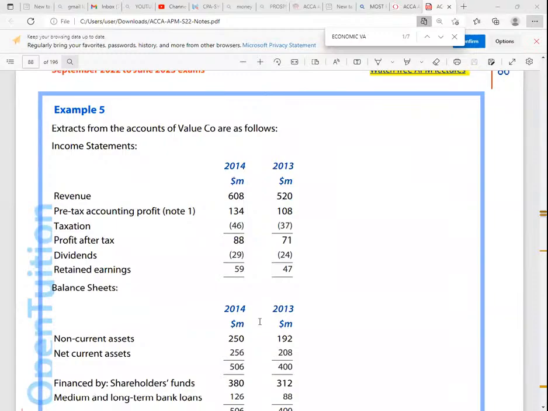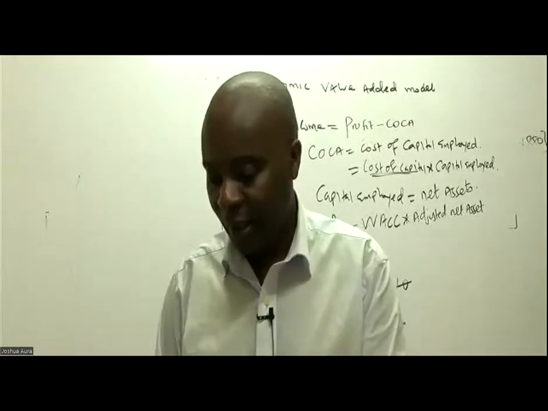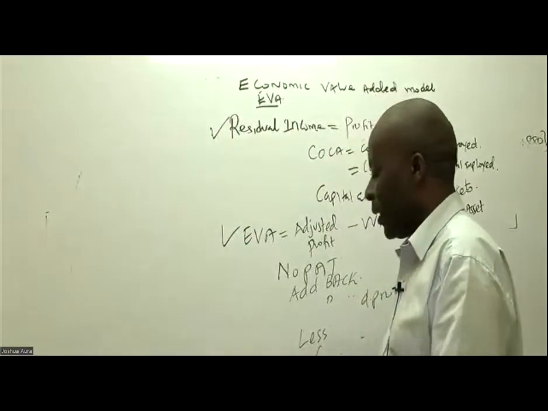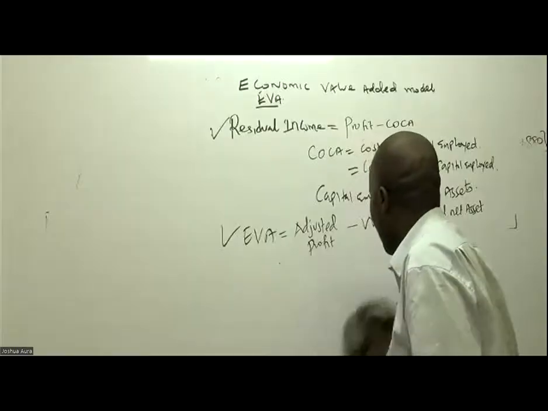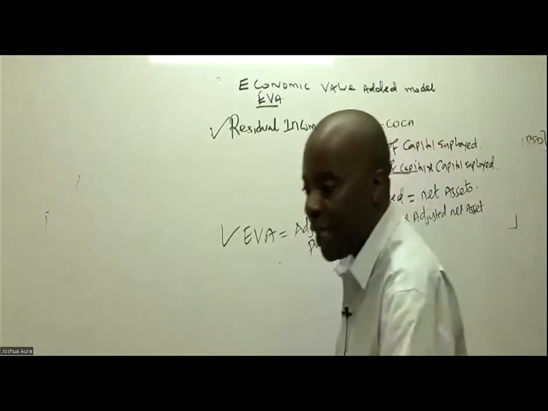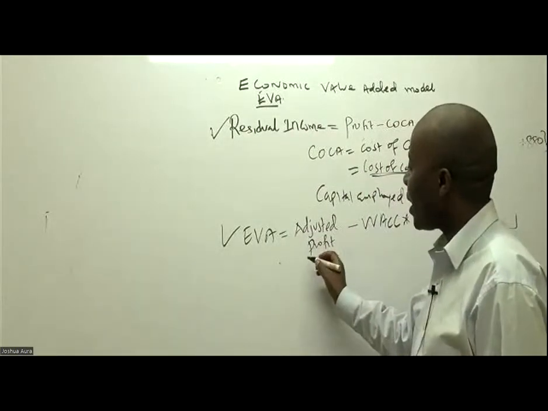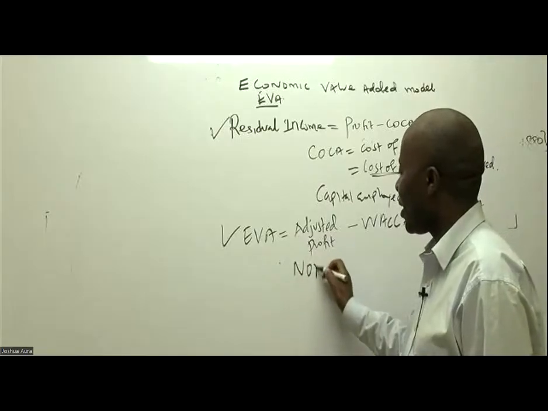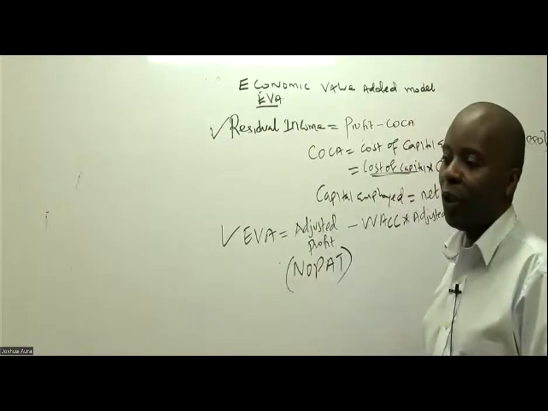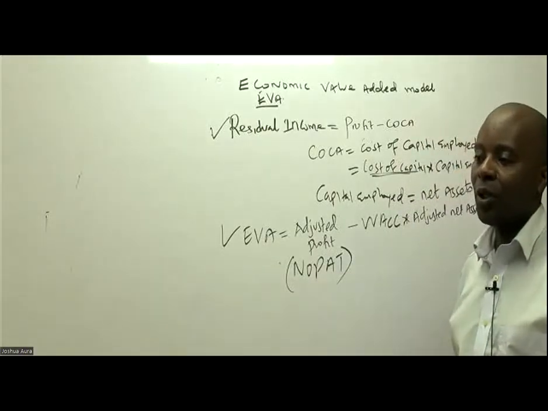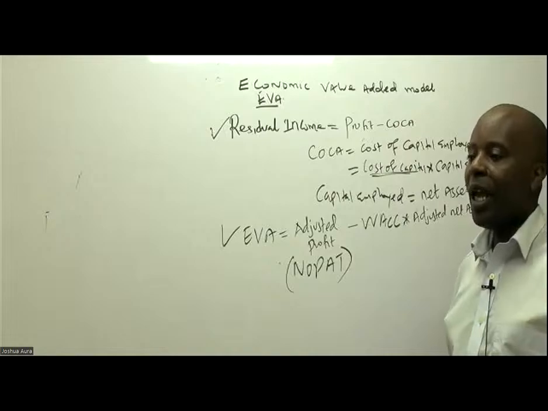And as I do that, I expect you to remember that our EVA here is based on adjusted profit, and this adjusted profit is what we call the NOPAT: net operating profit after tax, net operating profit after taxation.